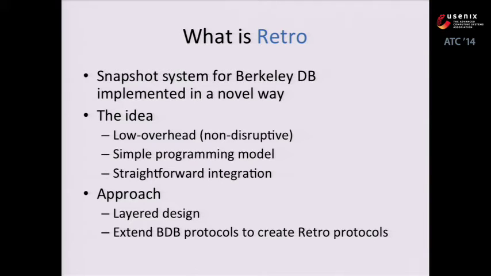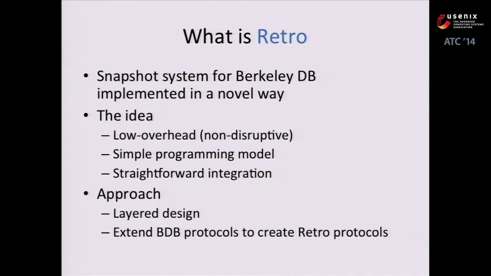So the other idea is that Retro has a simple programming model. In order to go back and access snapshots to take advantage of them, you don't have to do a lot of modifications to the way that you program your queries. So this means that if you're using SQL, or you're using the C API, it's very simple to make very few modifications to your code to access snapshots.